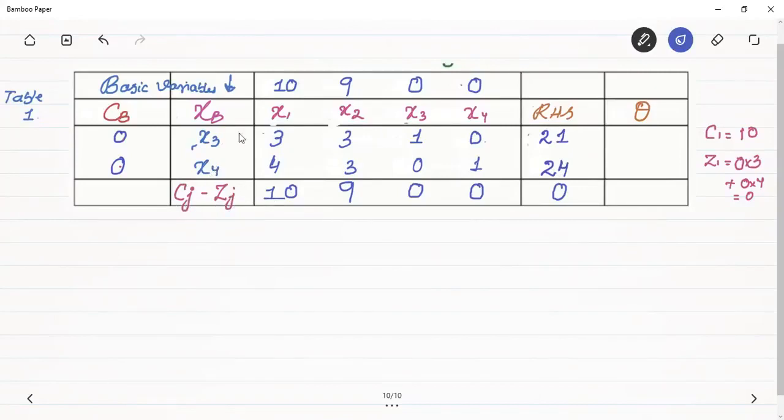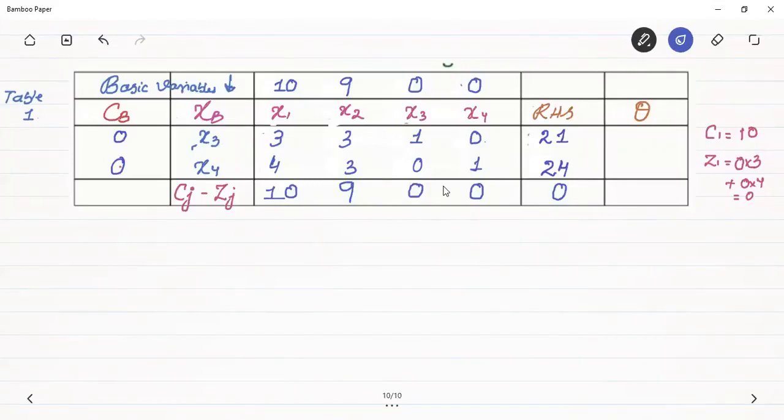Cj minus Zj, it is simply given by C1 is 10, Z1 will be 0 into 3 plus 0 into 4, that is 0. Therefore, C1 minus Z1 will again be equal to 10. Similarly, we calculated this Cj minus Zj for all these 4 columns. Now this is the first table here, the first simplex table.